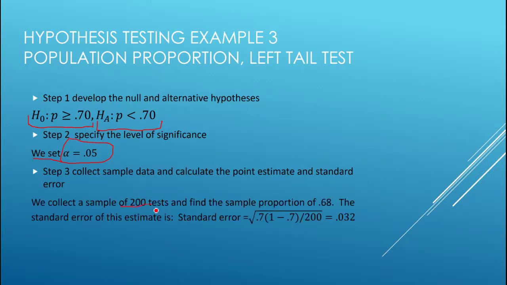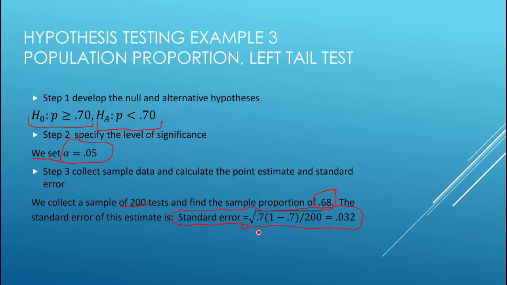So I have 200 tests, and we said that the sample proportion was 0.68, and then we calculate the standard error of the estimate, which I covered for the sample proportion when we talked about sampling distributions. So I'm not going to go over that formula again here. You should be familiar with it. If you don't remember, go and look it up in your textbook or watch that video again.